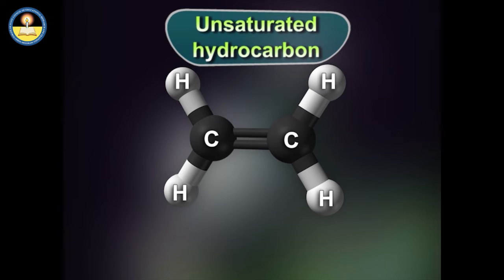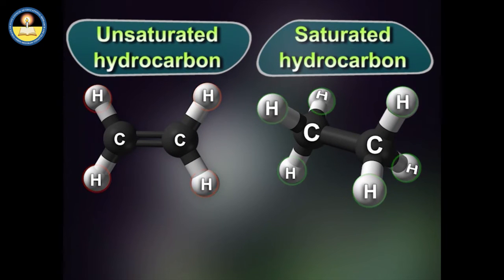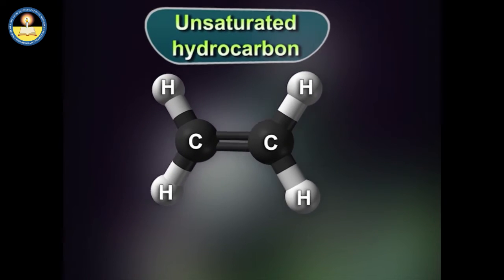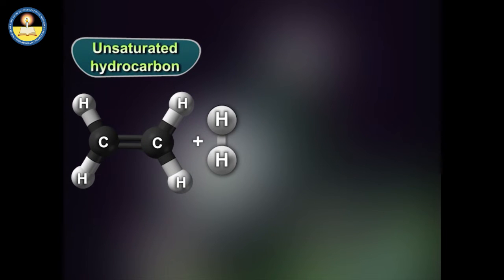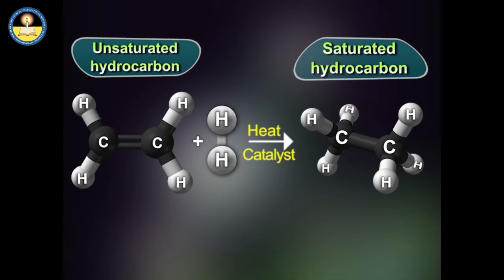Addition reaction. Unsaturated hydrocarbons contain less number of hydrogen atoms in comparison to saturated hydrocarbons. For example, the formula of ethane is C2H6 and ethene is C2H4. Unsaturated hydrocarbons can add hydrogen in the presence of heated catalysts like nickel or palladium to form saturated hydrocarbon.